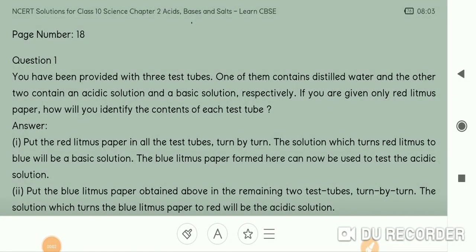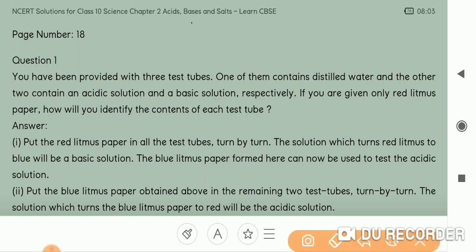Welcome back, students. In the last period, we saw the last topics of chapter number 2, that is acids, bases, and salts, about digestion and the importance of digestion in day-to-day life. Okay, now today we are going to discuss the in-text questions which are present in the chapter.